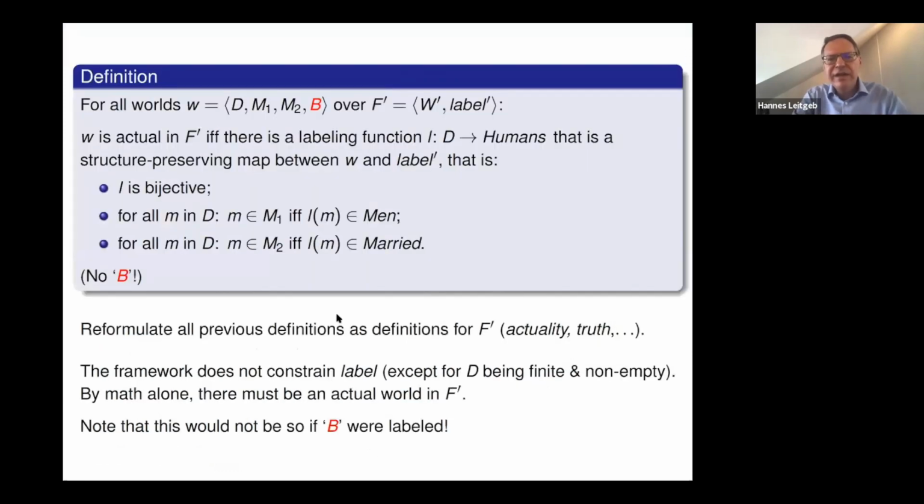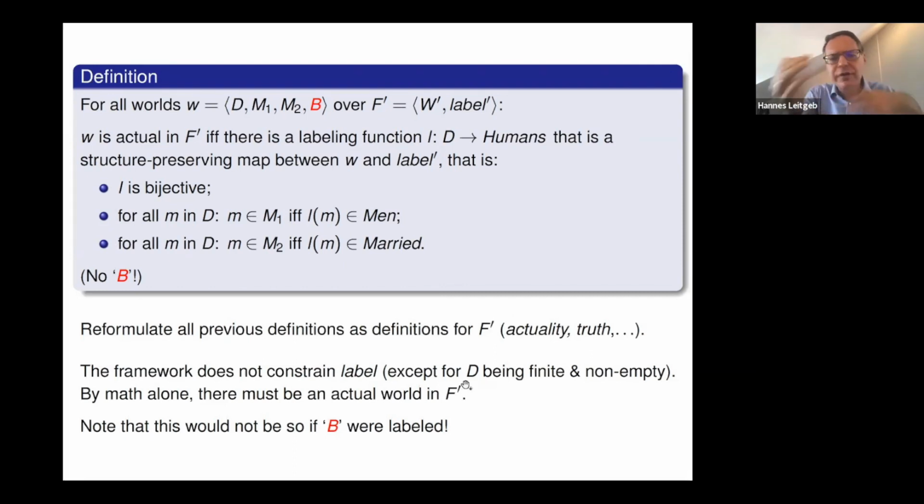And now we define actuality again. And you can see here no changes. There is no B component here referred to by our truth condition. We leave everything the same. The B component here does not represent anything in the world, okay? Now, the rest I leave the same as well, okay? We take over all the previous definitions of actuality and truth, again, the framework does not constrain labeling, okay?